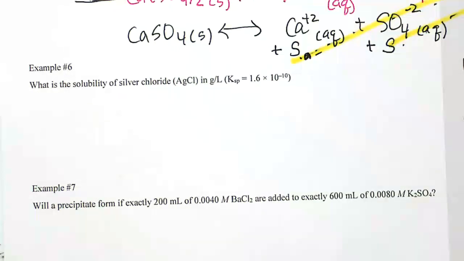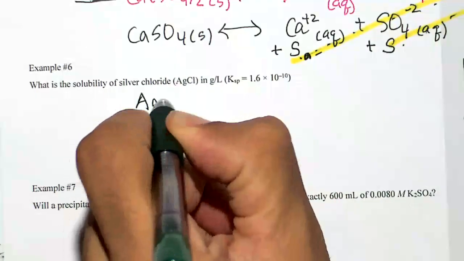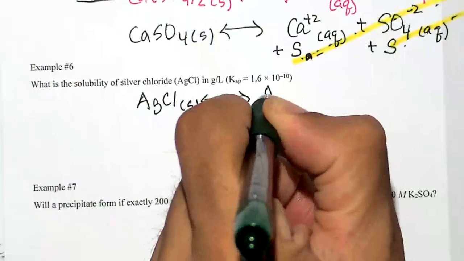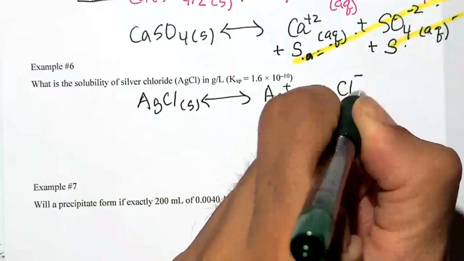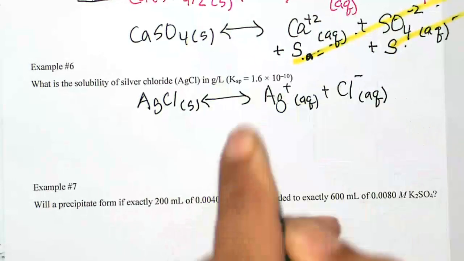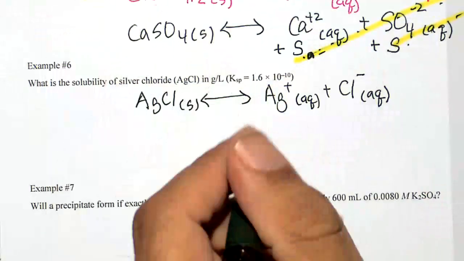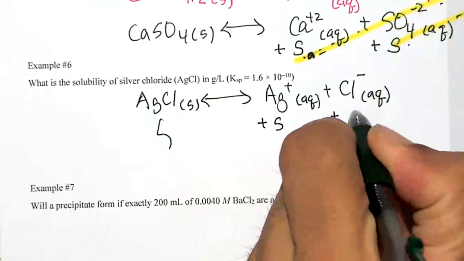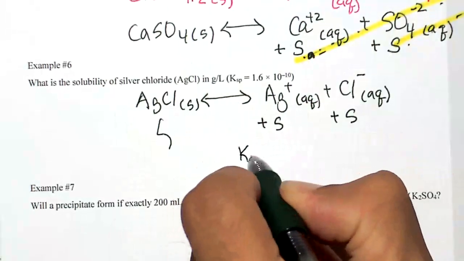Okay, what is the solubility of silver chloride in grams over liter? I think we did this already, but we'll do it again. AgCl is in an equilibrium with Ag plus, aqueous, plus Cl minus, aqueous. Some of that will go this way, so this is a solid, we don't care. Plus S, this is just like the calcium sulfate in our previous problem.